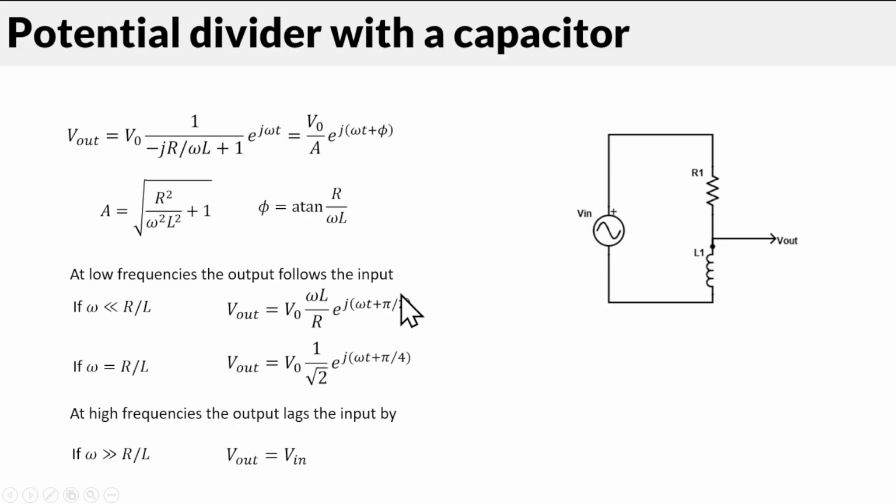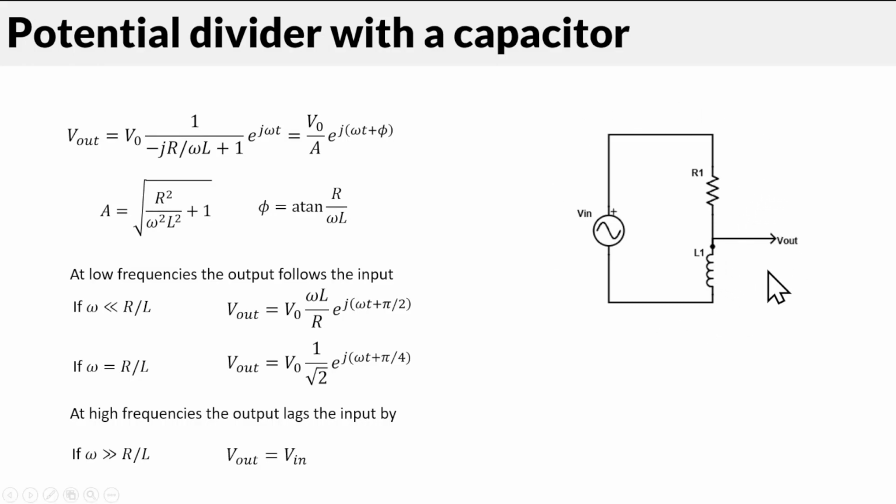It's going to tend to block lower frequencies because at low frequencies, the output voltage is going to get smaller and smaller. So it's kind of the opposite way around. So putting an inductor here has the opposite effect of a capacitor. It blocks low frequencies and lets through high frequencies.